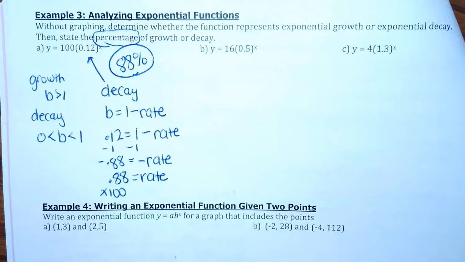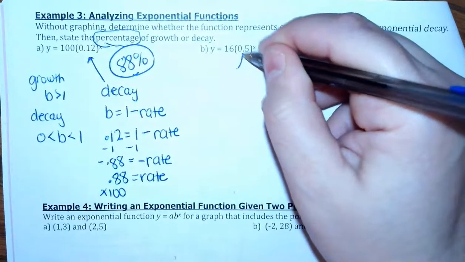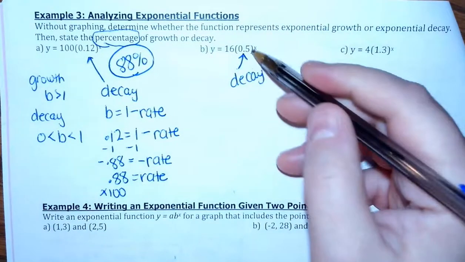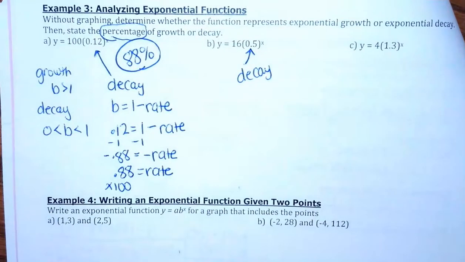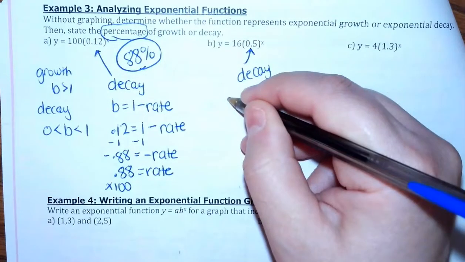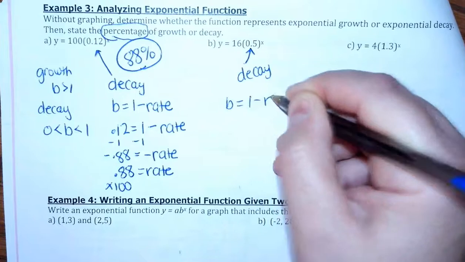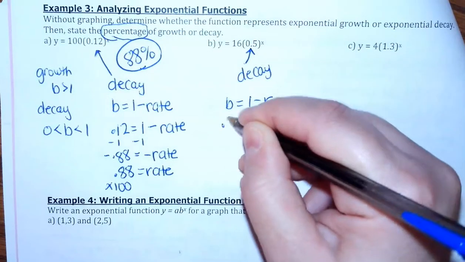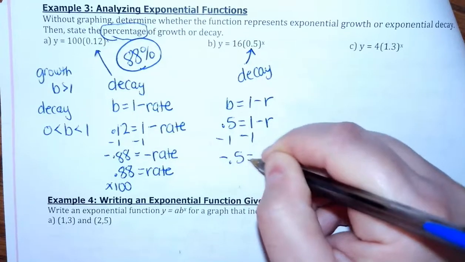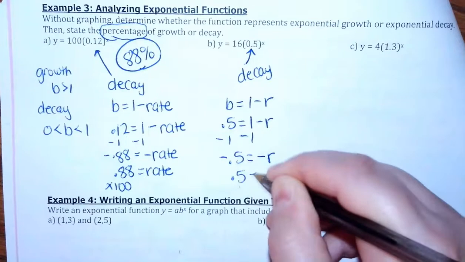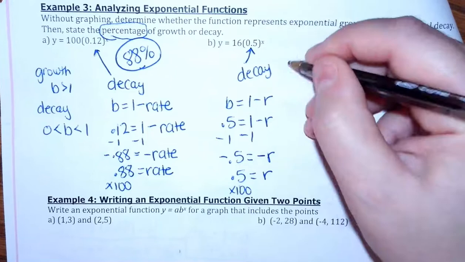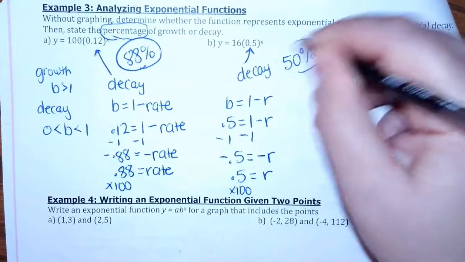All right. Now, here, this guy also is going to be decay. 0.5 is between 0 and 1. There's different ways you can figure this out. Basically, what I just did here is a little bit more of an algebraic way. So again, this is decay, so 1 minus our rate here. I know this is 0.5. So if I subtract the 1, I'm going to get negative 0.5 is negative my rate, and then our negatives will cancel out there. So my rate is 0.5. Take and multiply that by 100 real quick. This is going to be 50% decay.